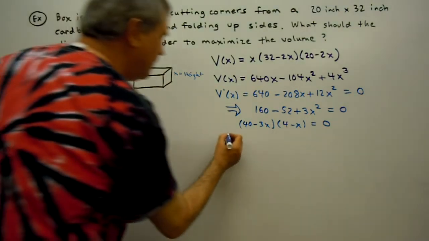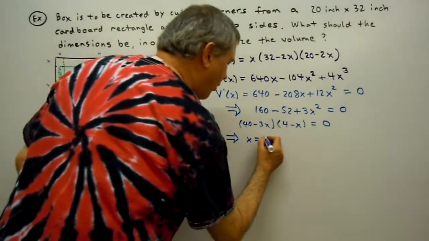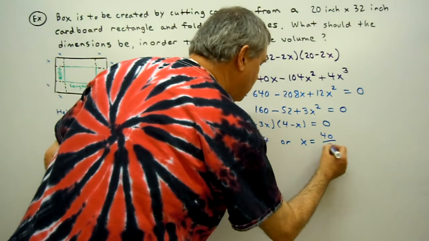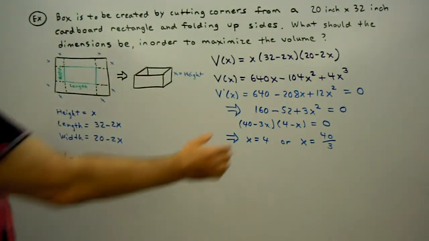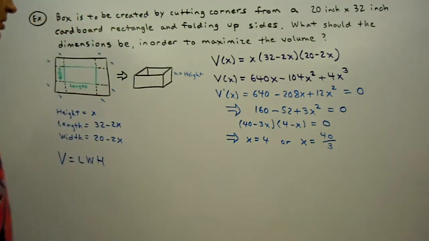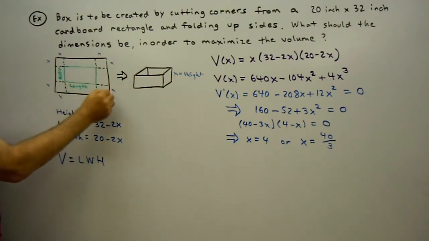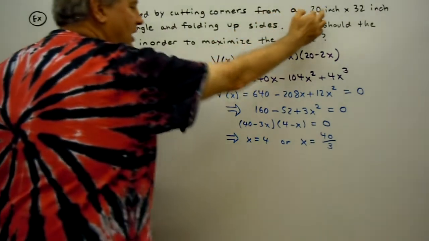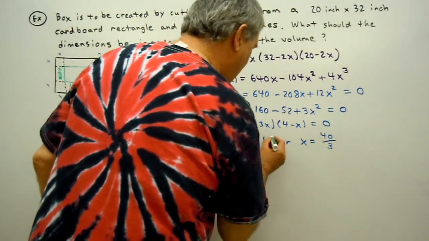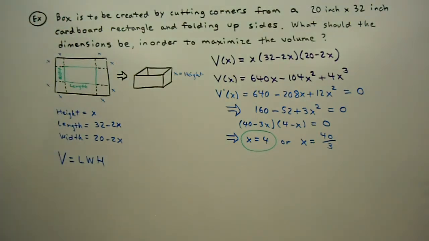Therefore, x could either equal 4 or x could equal 40 divided by 3. However, we know that 40 divided by 3 is not going to be a valid answer because that's a little over 13 1/3. We would not have room to cut away 13 1/3 for both corners because twice that would exceed the 20 inches. So we know that this answer is not going to be valid. Therefore, the valid answer we want to use is x equal to 4.